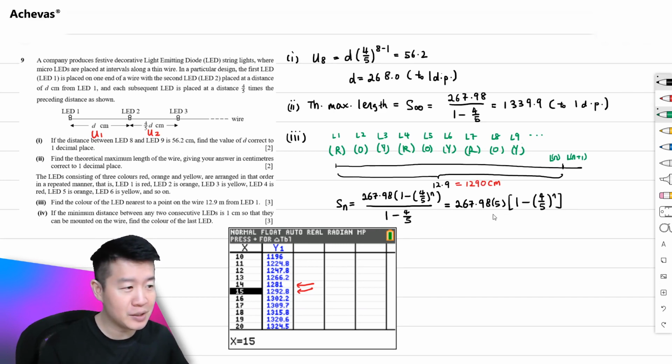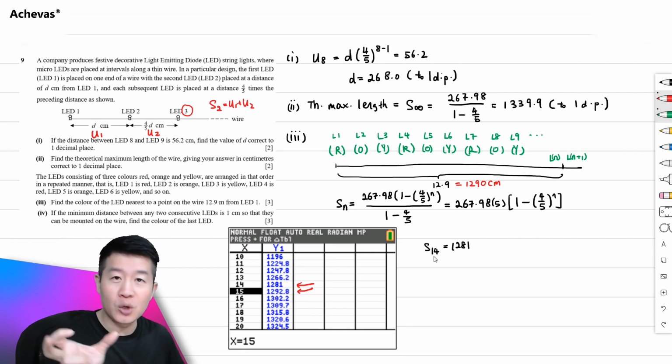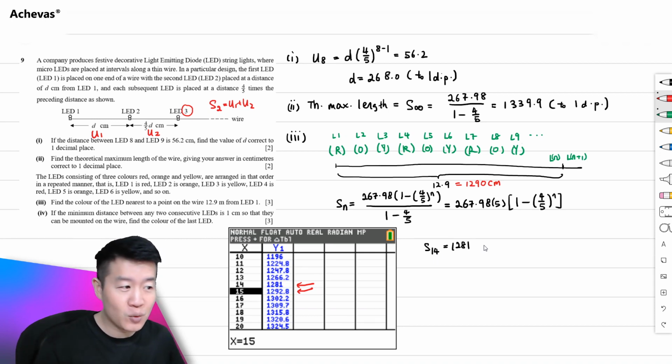That means from the table, I can see that S14 is 1281. And like what we were saying just now, when it is S2, which is U1 plus U2, S2 represents the distance between LED 1 all the way until LED 3, not 2, but LED 3, which means that S14 is the distance between LED 1 all the way until LED 15. So now we are looking at LED 15.